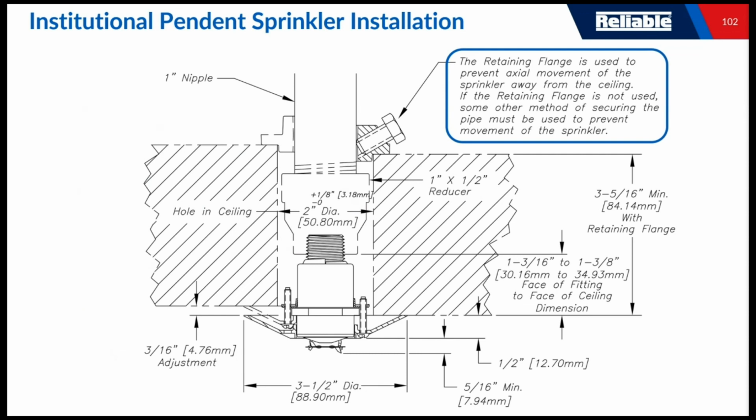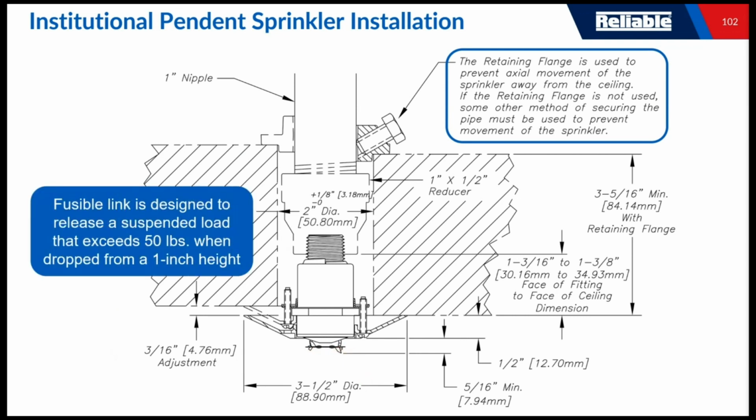And when it's installed correctly, really the only thing at that point that is protruding down or able to be attached to at all is the heat sensing element. And the heat sensing element has been designed by us to release when you suspend a load that exceeds 50 pounds when it's dropped from a 1-inch height. So install it correctly, secure it to the wall or the ceiling, and then you can have some confidence that it's going to be able to do its job and nobody can really suspend themselves from it, create a situation that they could commit suicide.